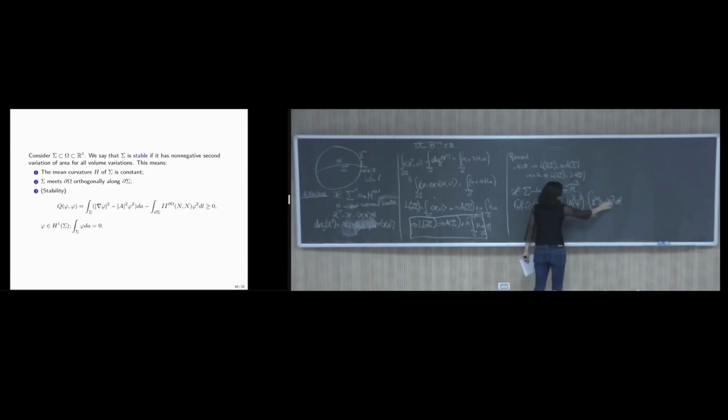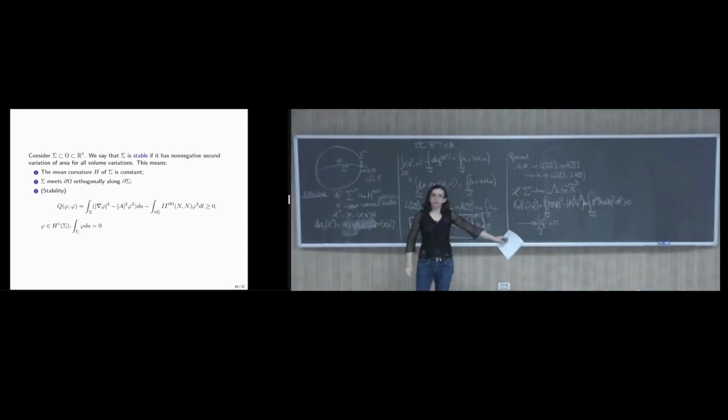Now I put this. Sometimes I don't put, but now I put. But not only this. You need this condition. Remember, in the case of Barbosa and do Carmo, you have the same. What does this condition say to me? This condition says that during the variation, the volume is preserved. Okay, right? So you have this.